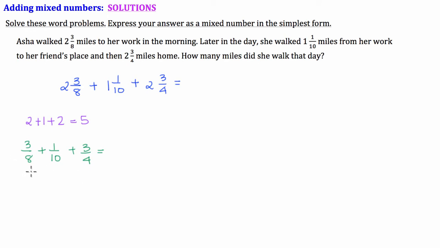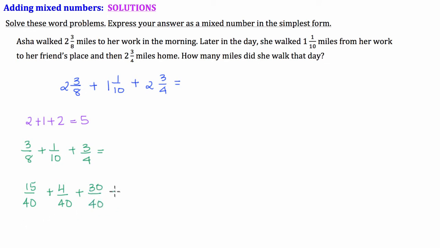If we find the least common multiple for 8, 10 and 4, it would be 40. So let's find the equivalent fractions for 3/8, 1/10 and 3/4. So 3/8 is the same as 15/40 because I multiply the numerator and the denominator by 5. 1/10 is the same as 4/40 and 3/4 is the same as 30/40.